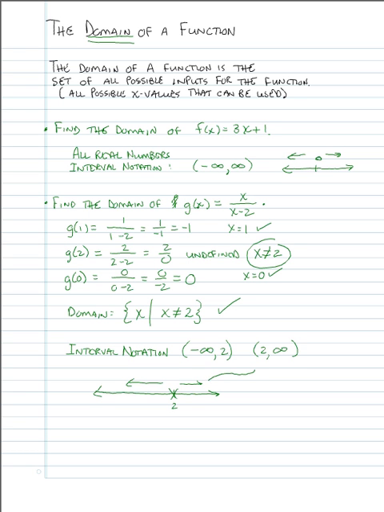That's what's going on out here. This is what's going on out here. And then we would put a union between those two to say it's the set of all the values between negative infinity and 2, along with all the values between 2 and infinity. So that symbol there, that U, is the union symbol. And this is the way we would write our domain in interval notation.